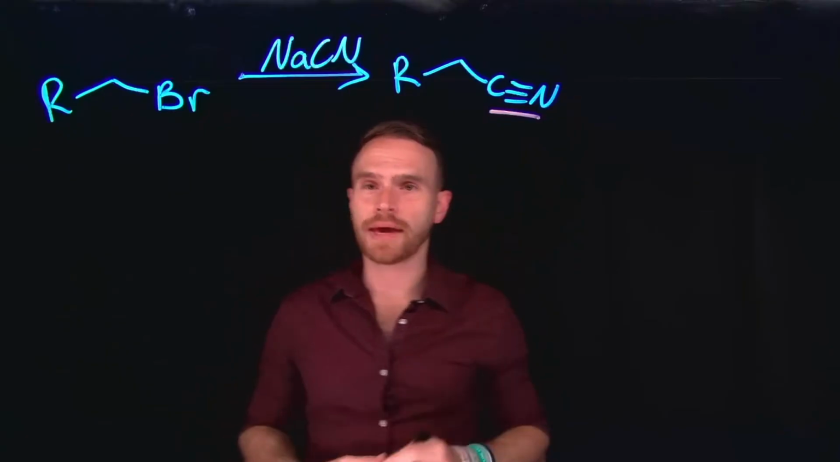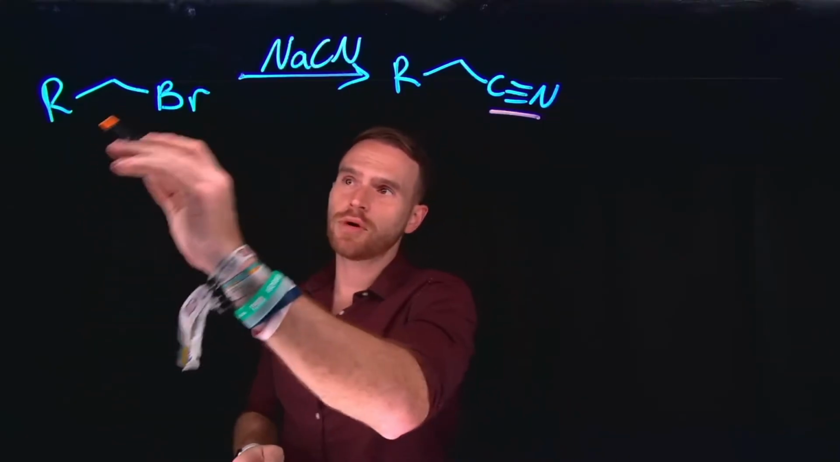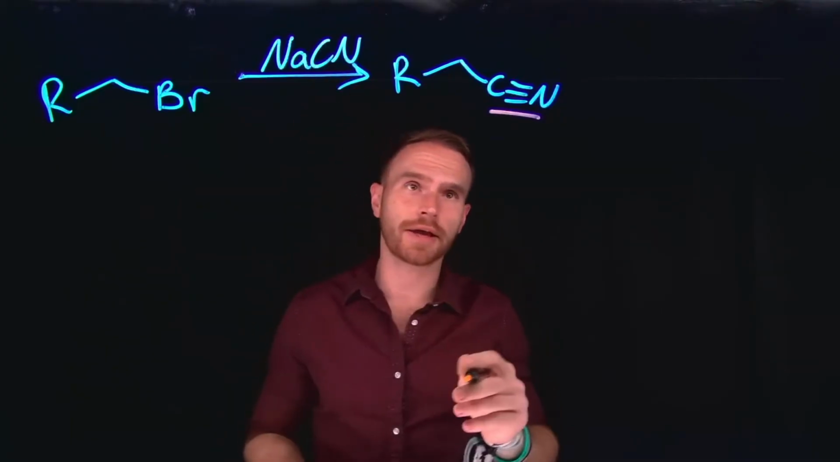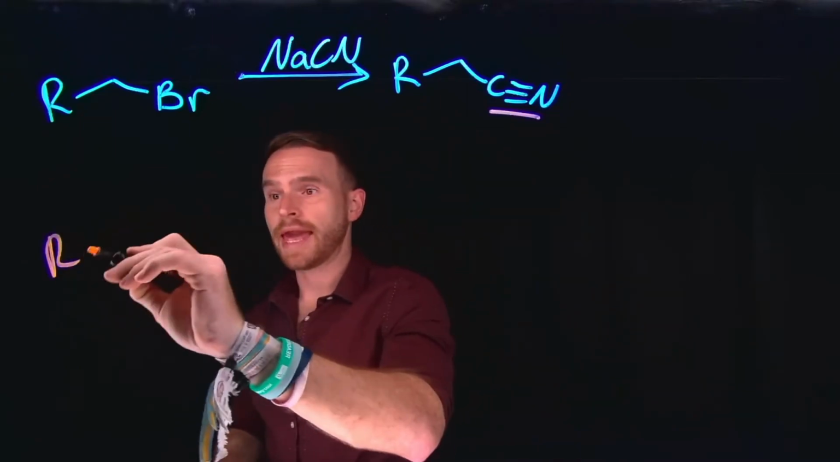Nitriles are commonly made through substitution reactions with alkyl halides. For example, an alkyl bromide will undergo a substitution reaction with sodium cyanide to create our brand new nitrile. Additionally, nitriles can be made from amide bonds.